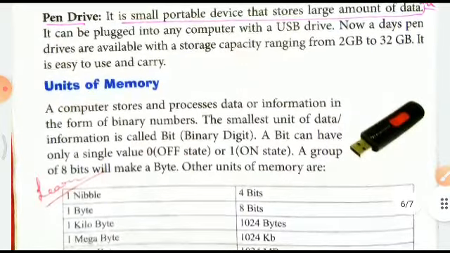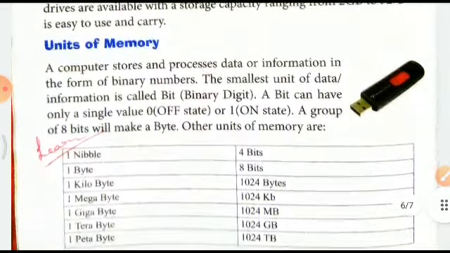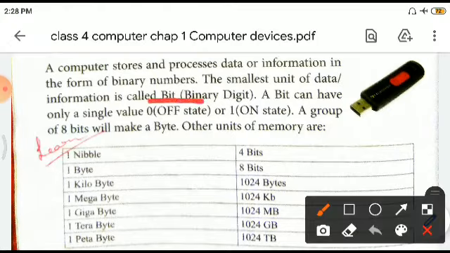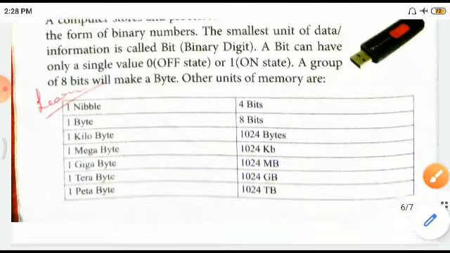Now, memory units. The smallest unit of memory is the bit, right? It is bit, and 8 bits will make a byte, right? One nibble is equal to 4 bits, one byte is equal to 8 bits, and so on and so forth. 1 kilobyte is equal to 1024 bytes.